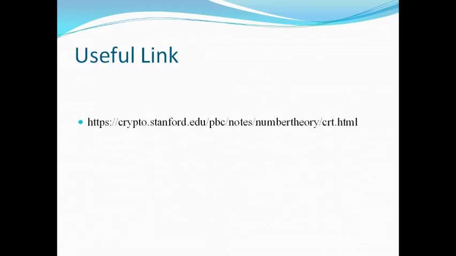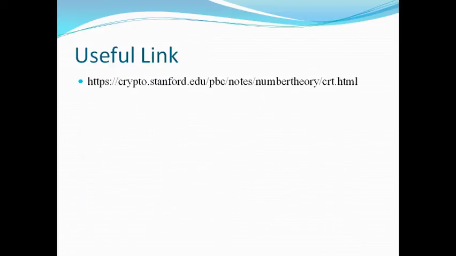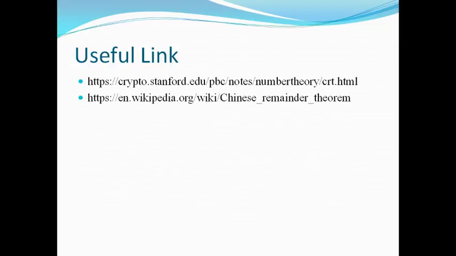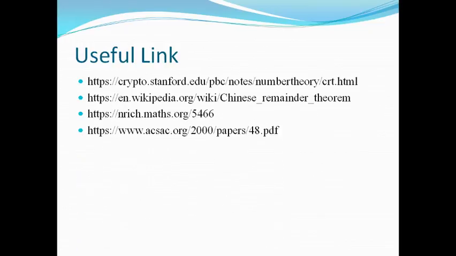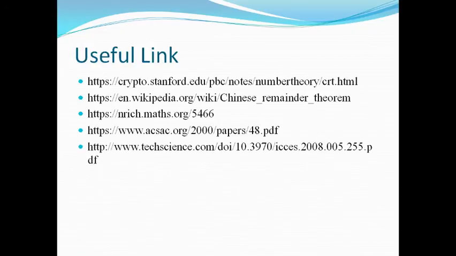Useful links. In the first useful link, you will get basic information about the Chinese remainder theorem. It is a set of notes by Stanford University. The second link is a Wikipedia link in which you will get basic information about the Chinese remainder theorem, its history, etc. The third and fourth are research papers about the Chinese remainder theorem. And the last one is the research paper on the topic I have told you about.